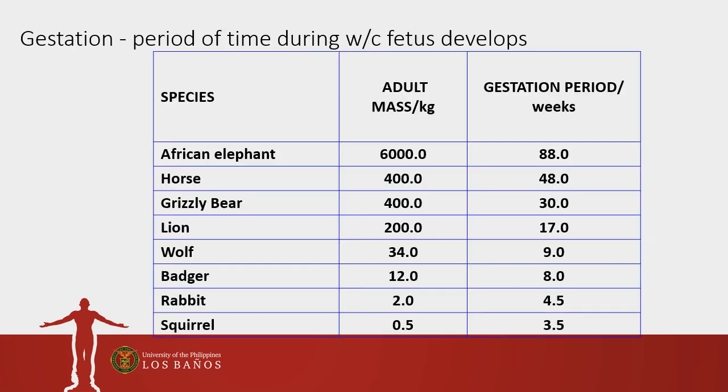Gestation is the period of time during which the fetus develops. The length of gestation varies from species to species. In the course of evolution, the duration of gestation has become adapted to the needs of the species. The degree of ultimate growth is a factor, with smaller animals usually having shorter periods of gestation than the larger ones.